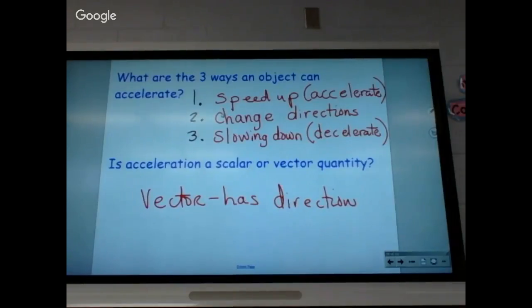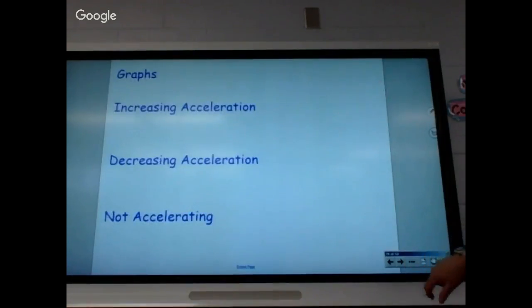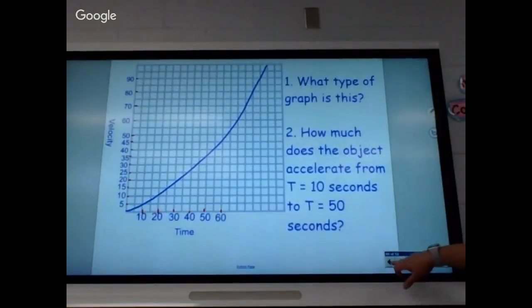Okay? What time do I have? I have 1:16. All right. Not going to do the graphs. I have to save that for tomorrow.